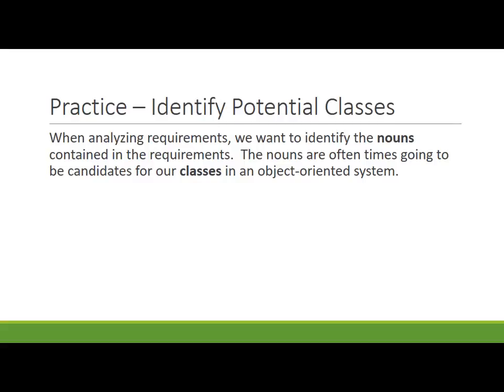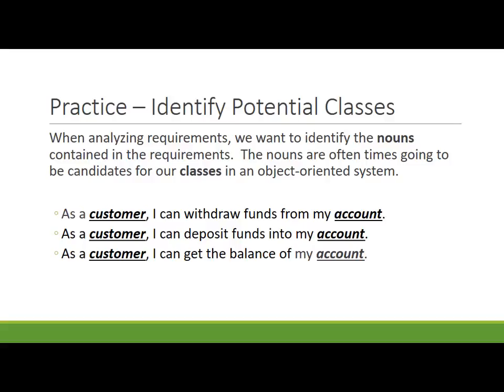When analyzing requirements, we want to identify the nouns contained in the requirements. The nouns are oftentimes going to be candidates for our classes in an object-oriented system. So given our three requirements, we identify two high-level class candidates: the customer and the account.